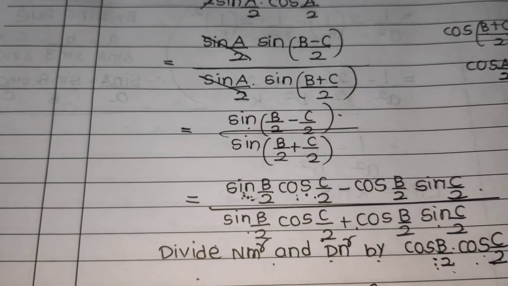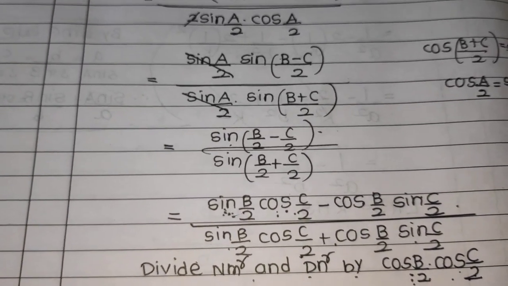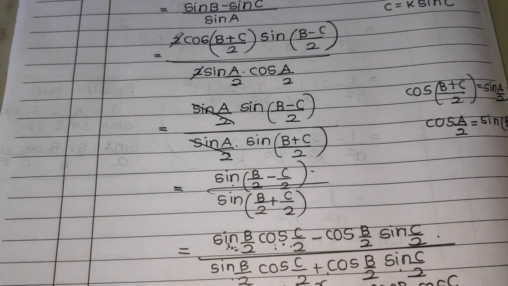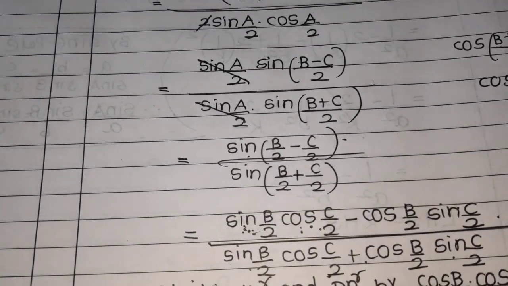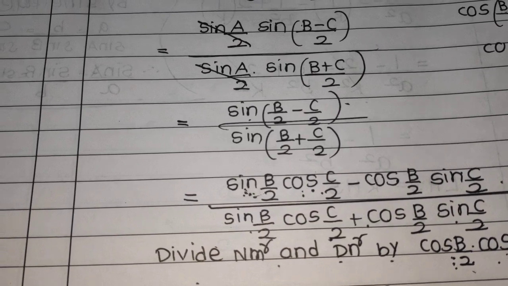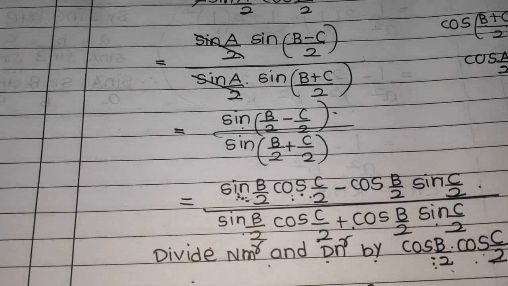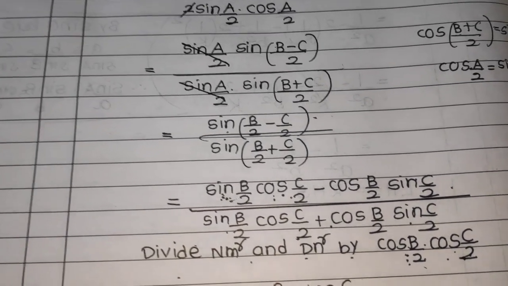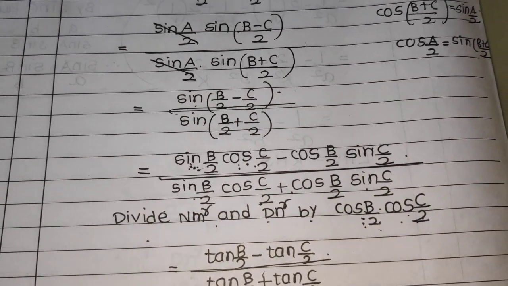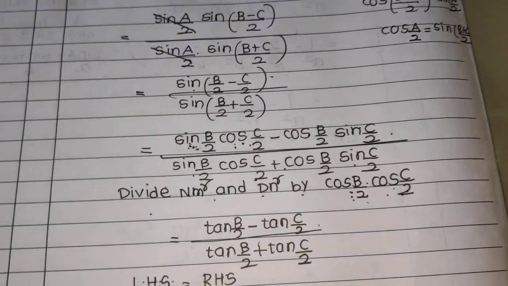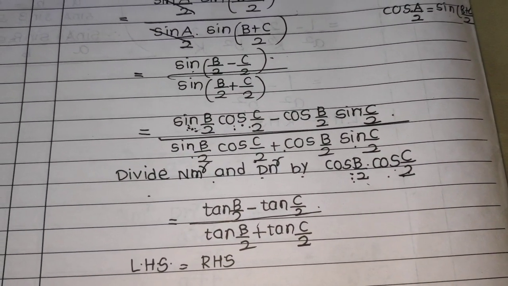So what is the formula of sin(a minus b)? sin a cos b minus cos a sin b. Then the next one, the formula of sin(a plus b): sin a cos b plus cos a sin b. Divide numerator and denominator by cos b by 2 into cos c by 2.